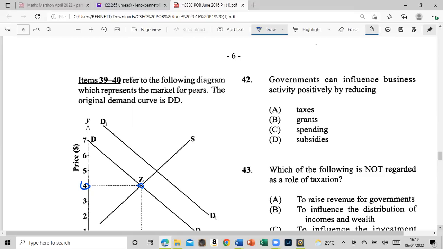42. Governments can influence business activity positively by reducing tax, grant spending, or subsidies. And 42 is reducing, definitely the tax, you know. Government can influence business activity positively by reducing spending. Yeah, but they can reduce tax too. No, but if they spend less, especially with exports and imports, that's a positive thing. But what if they reduce tax?